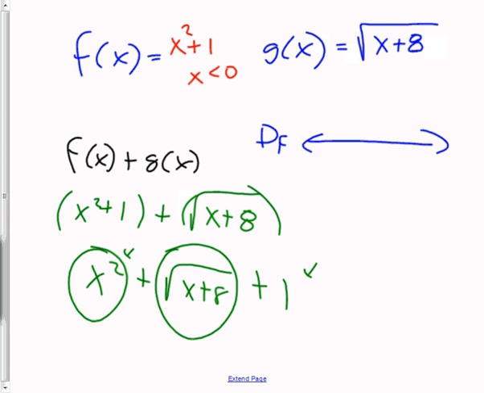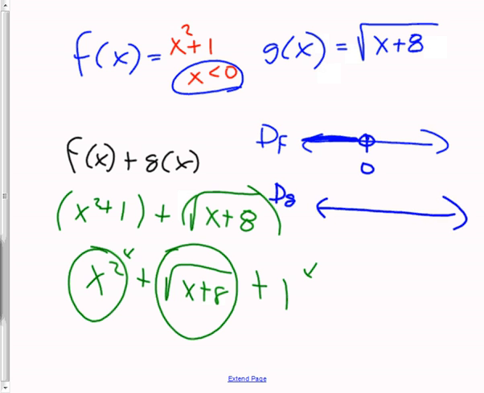Domain of f, which was artificially restricted right here. Here's 0. Had to stay less than that. And then domain of G, which is x plus 8 needs to be greater than or equal to 0, x greater than or equal to negative 8. Here's negative 8. Empty spot there does work at negative 8 and bigger than that. And now where do they overlap?